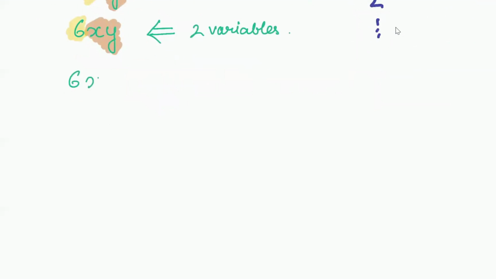Similarly, 6x squared. Now the square is the exponent. The total thing is the variable part, but the highest power is 2. So for a term to be a polynomial term, the exponent has to be greater than or equal to 0. Let's say x to the power a prime. So a prime has to be greater than or equal to 0. If it's less than 0, it does not qualify as a polynomial.